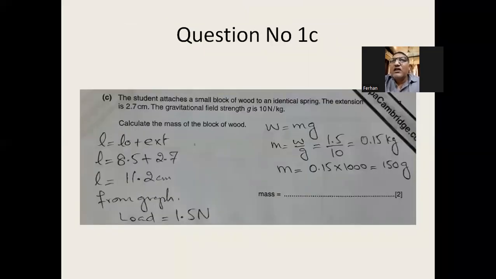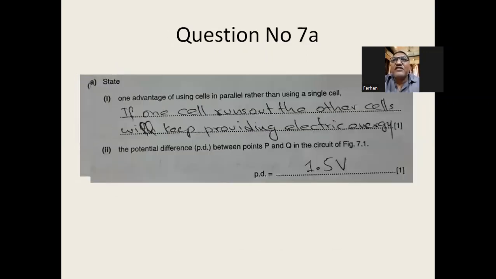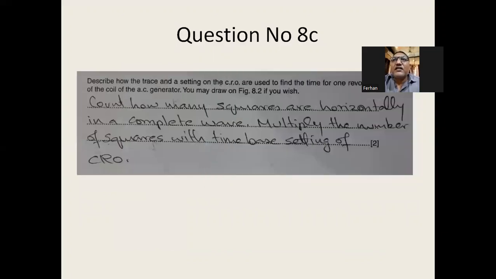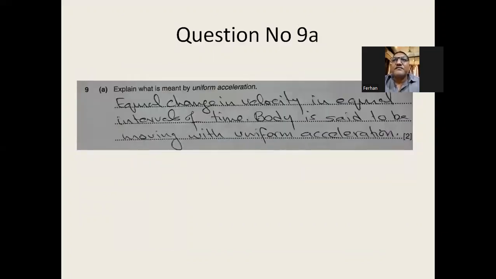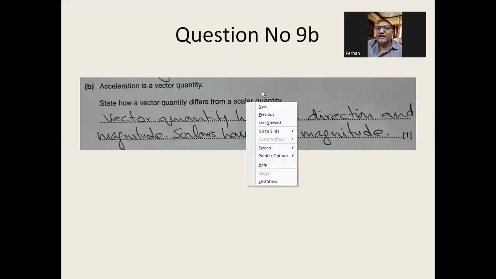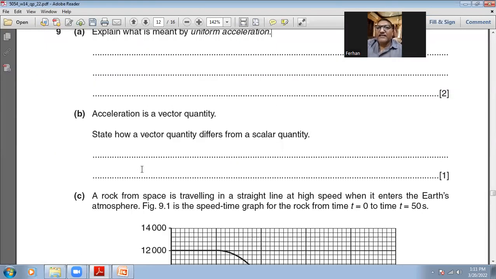So let me show you the answer which we got. Question number 8. Here we go. Equal change in the velocity in equal intervals of time, the body is said to be moving with uniform acceleration. So I hope you understand. Okay, so let's see what's the next part.